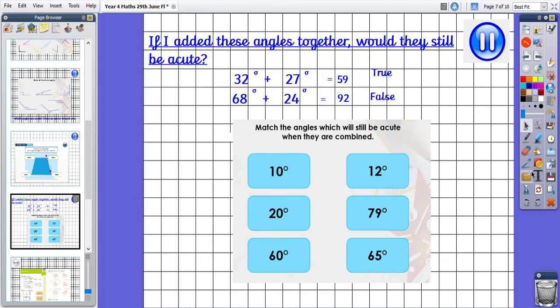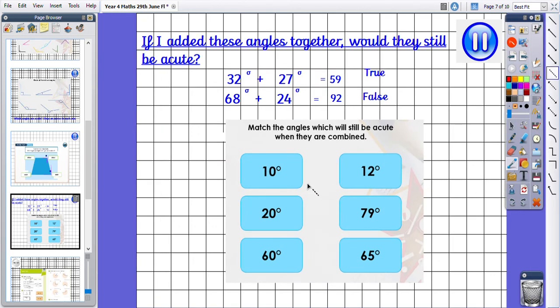And finally, matching up exercise. 10 and 79 would make 89, so that's still an acute angle. 65, oh that's tricky, isn't it? 60 and 12 would make 72, and 65 and 20 would make 85.